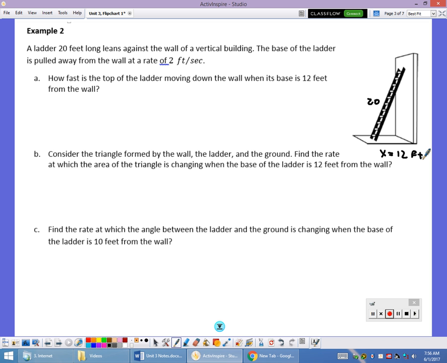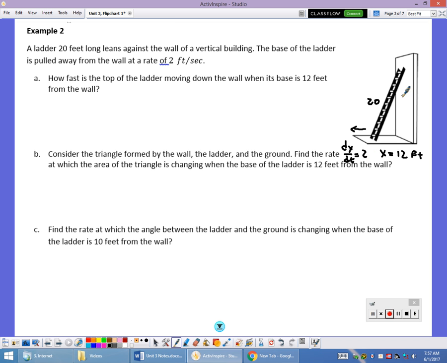What's happening is the bottom of the ladder is being pulled away from the wall. As the bottom of the ladder is pulling away from the wall, the x variable, dx/dt, is changing at 2 feet per second. I'll put my units of measure on there as we look at this and I answer the question in a few moments.